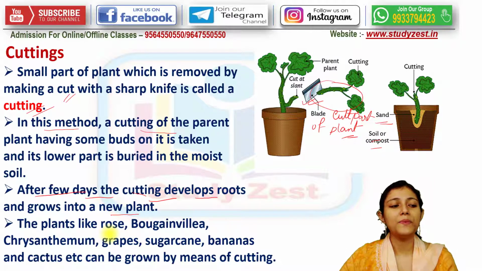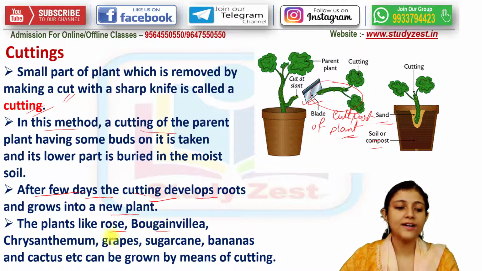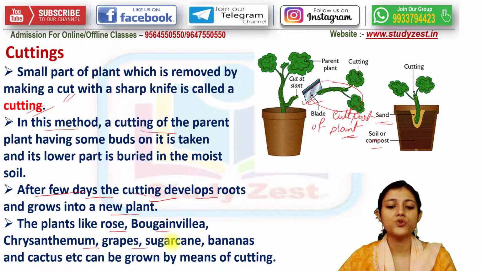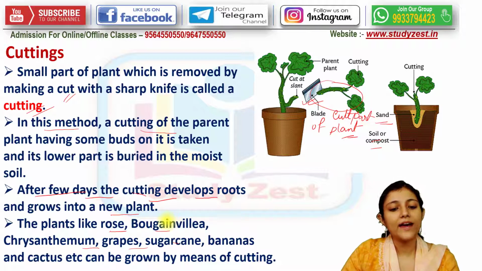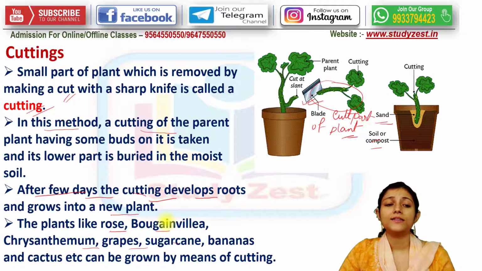So what are the plants where this process of cutting is observed? There are rose, bougainvillea, chrysanthemum, grapes, sugarcane, bananas and cactus. These are the plants where we can see artificial reproduction by means of cutting.